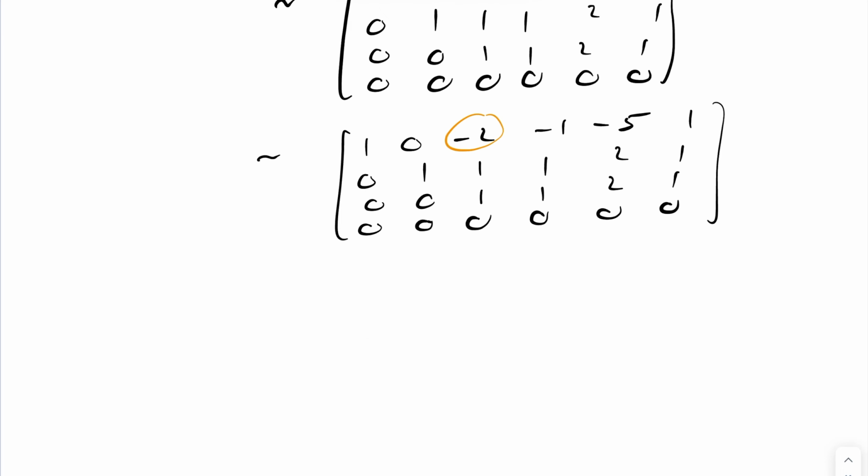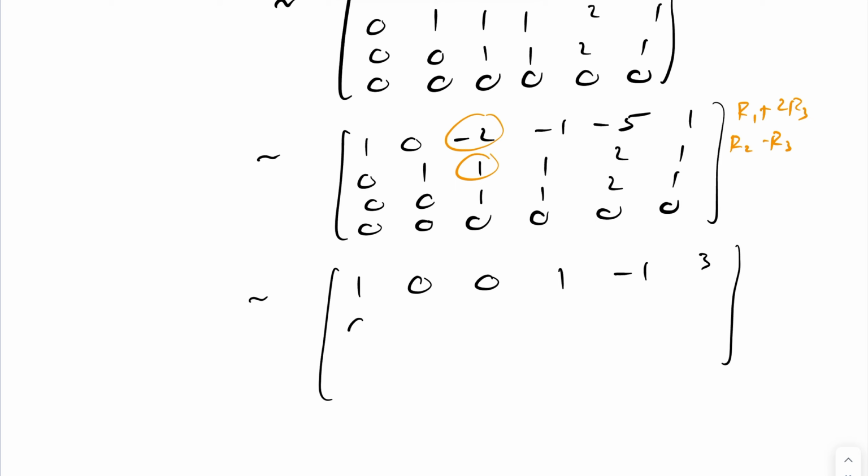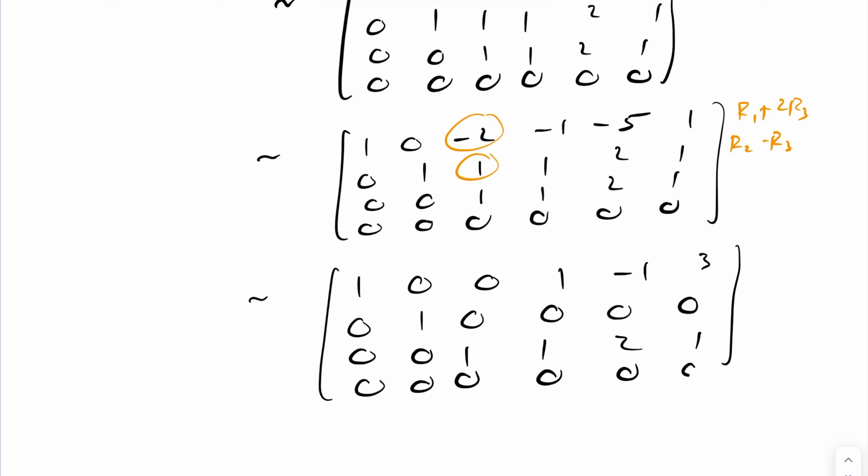Continuing on here, I want to make these entries 0. So I'm going to take row 1 plus twice row 3, and row 2 minus row 3. Subtracting these up here, I'm going to get 1, 0, 0, 1, minus 1, 3. Then 0, 1, 0, 0, 0, 0. Then 0, 0, 1, 1, 2, 1, and 0, 0, 0, 0, 0, 0.